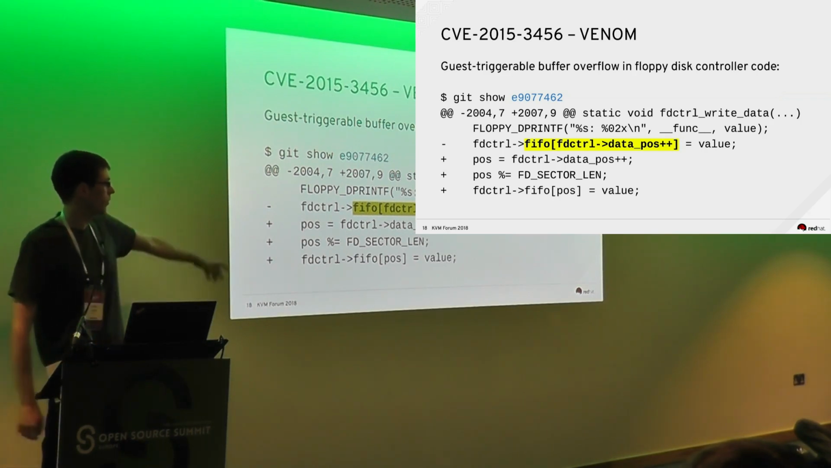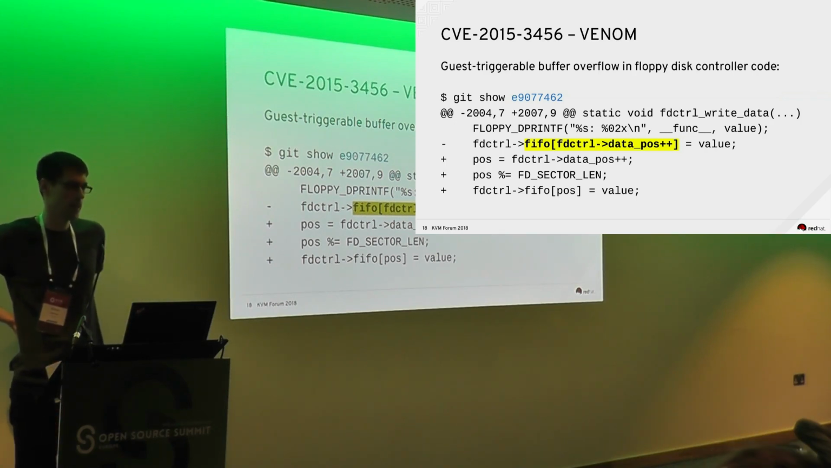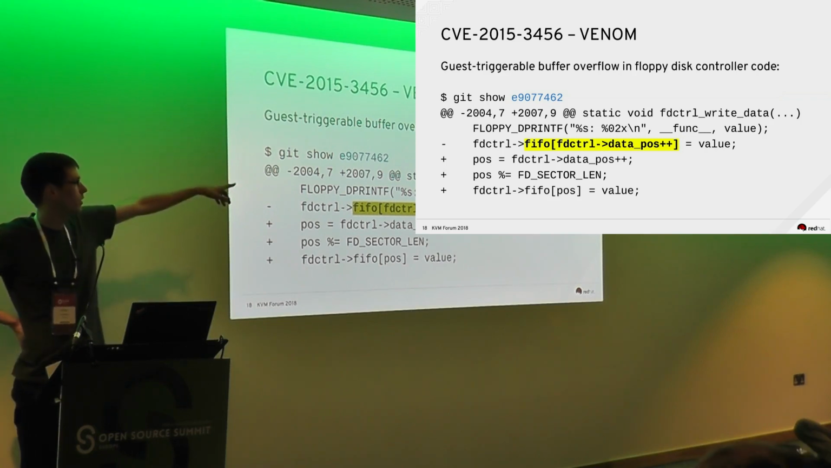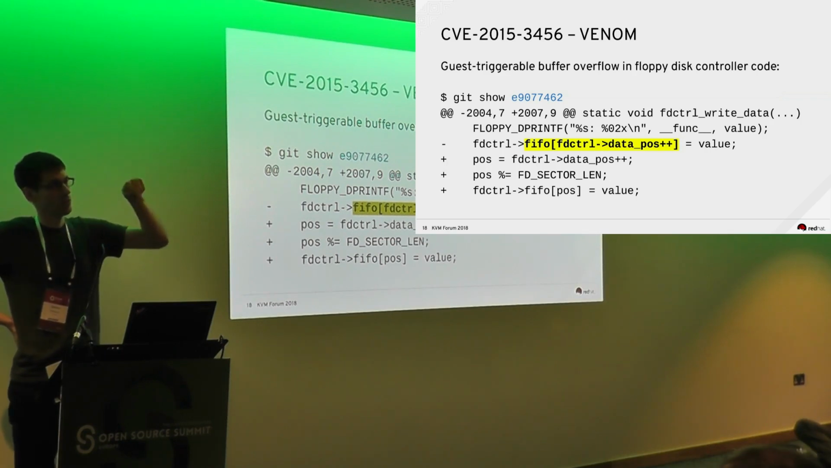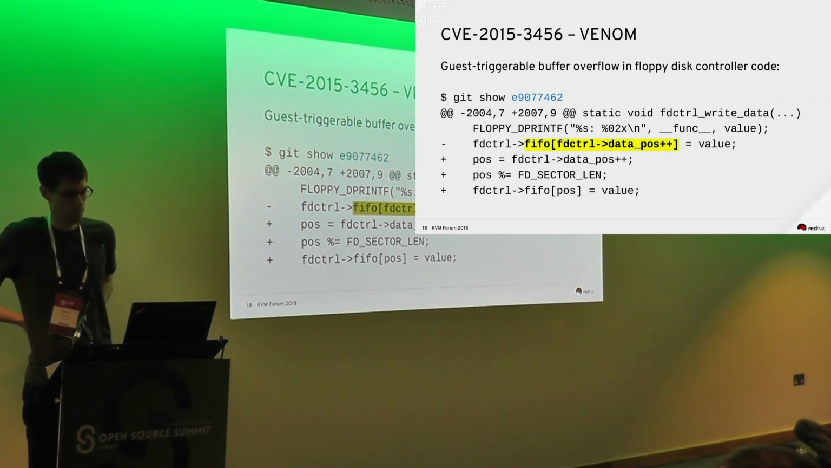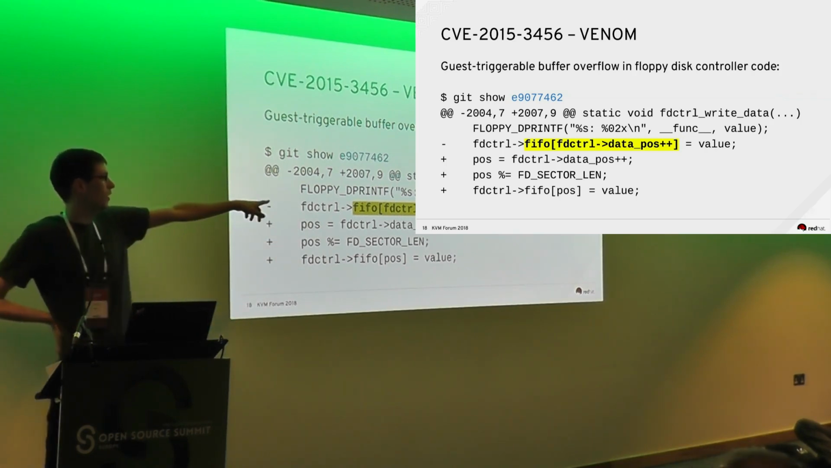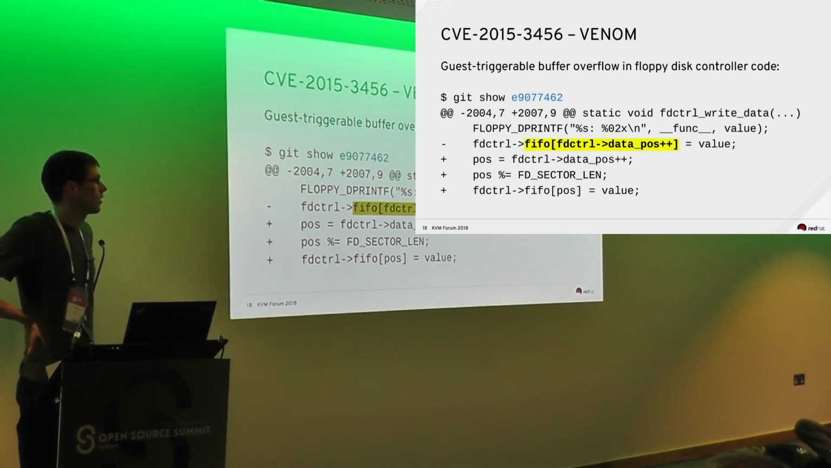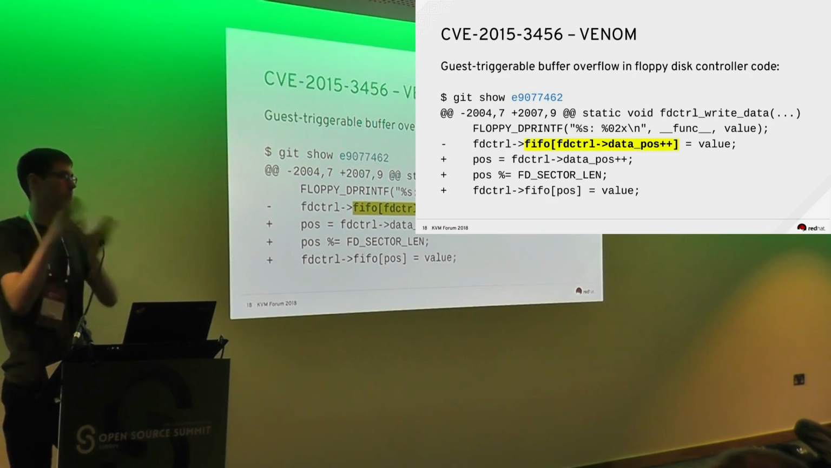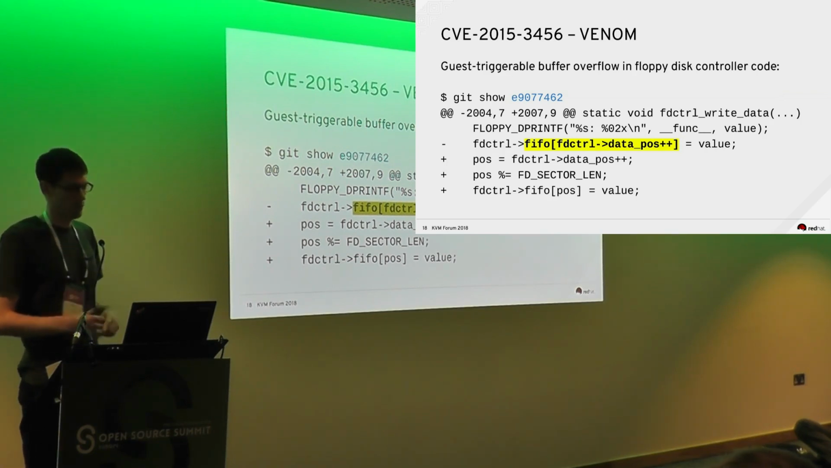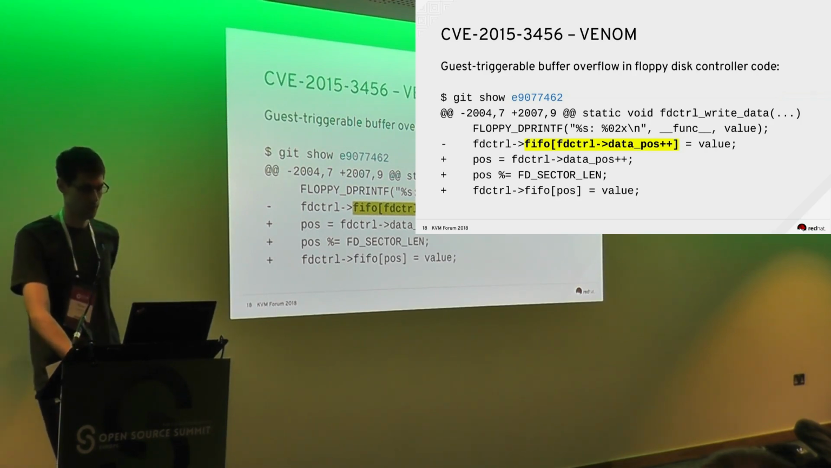The actual bug itself was a typical C programming bug. It was a heap buffer overflow. And it's guest triggerable, because this function here, the FD control write data function, gets executed when the guest writes to a hardware register on the floppy controller. What was happening is that there were some floppy controller commands that never reset the array index data pos. And so if you just keep calling them, you would be able to overflow the array, and then you would be able to write to memory beyond the end of the array. So potentially you could then get code execution if maybe there was a function pointer or something like that beyond there.